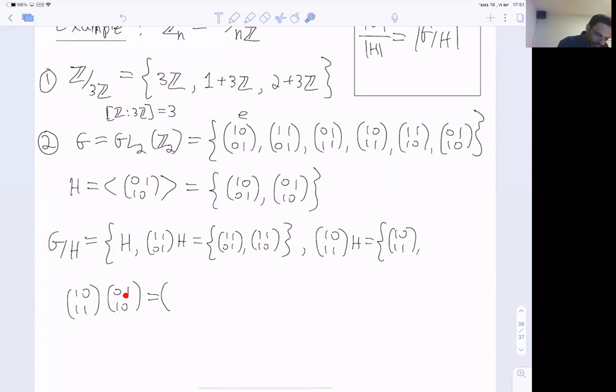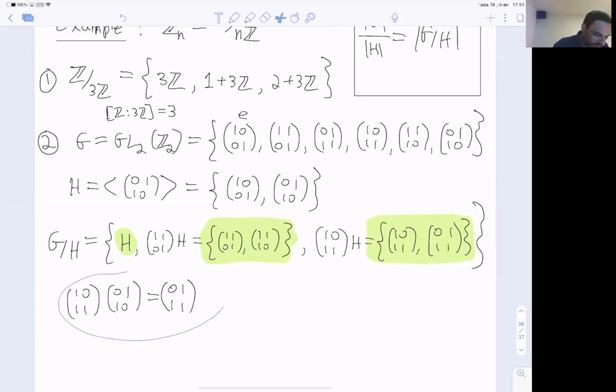Zero, 0, and 1, 0, 0, 1, and 1. So we have 3 cosets. We have this one, we have this one, and we have this one. Is it clear? If something is not clear, please tell me.